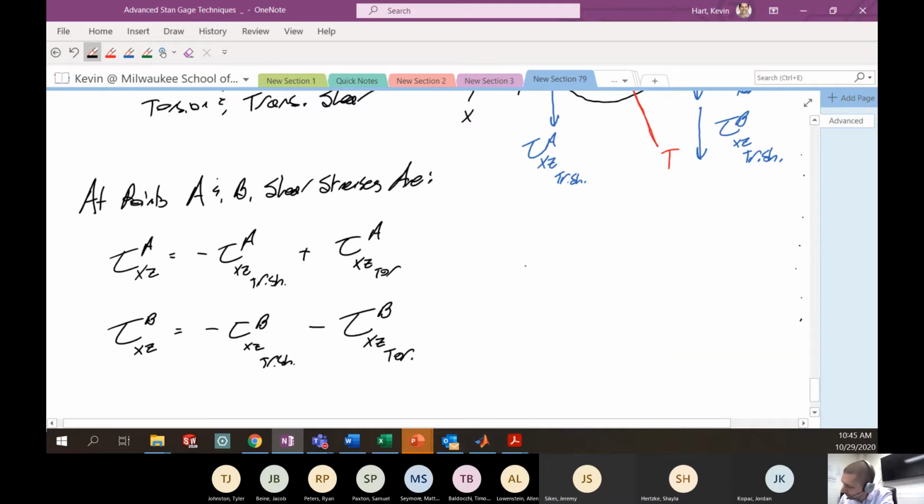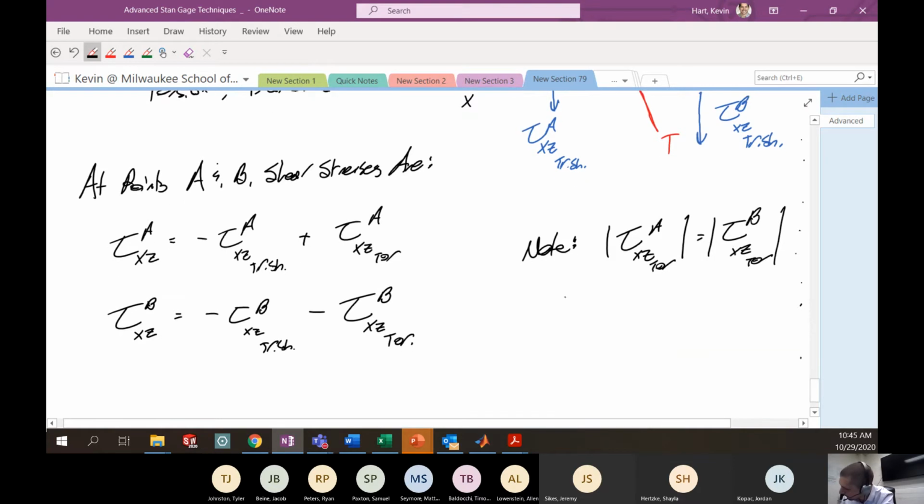Okay, we'll make a note here that the magnitudes of these things are the same. That the magnitude of the shear stress on the X face in the Z direction from torsion at A is equal to the magnitude from torsion at B. Same thing for transverse shear.